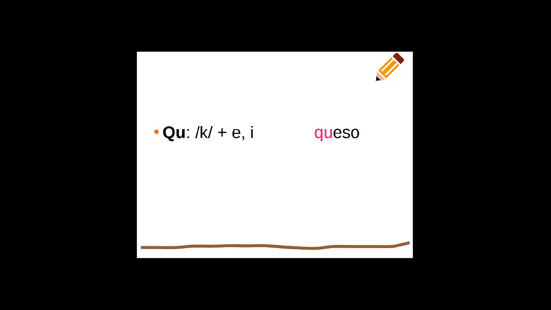Ku. Ku is exactly the same as your ku in English. We only use it with e and i. That is, words like queso or quiero. Queso means cheese. Quiero is I want or I love. Te quiero means I love you.